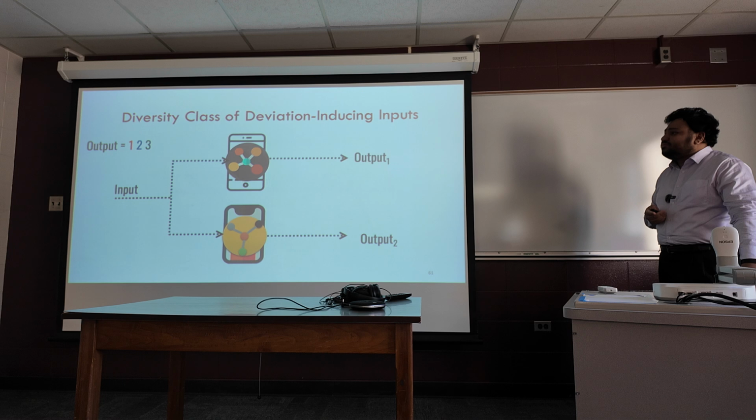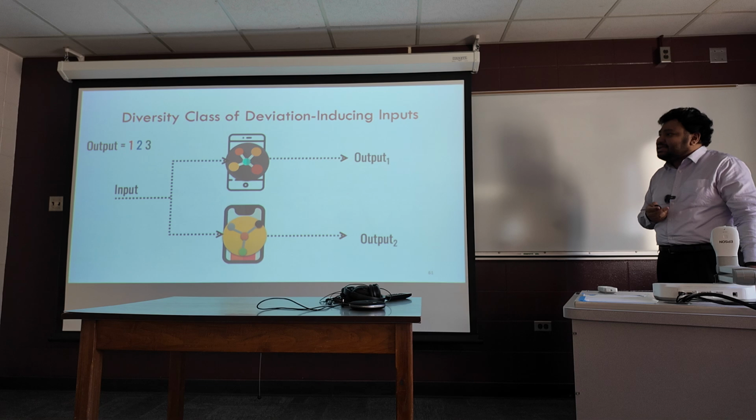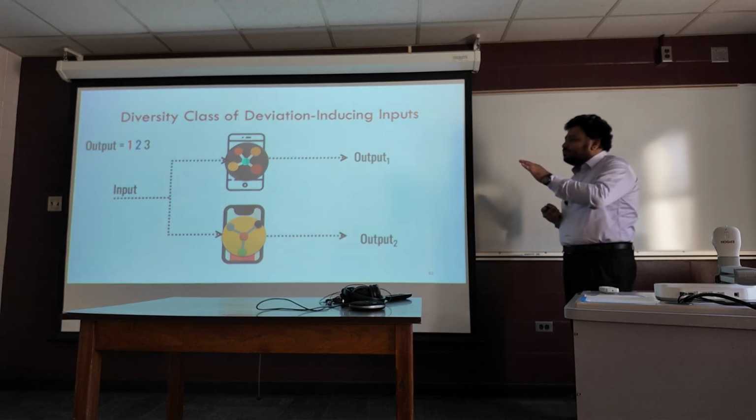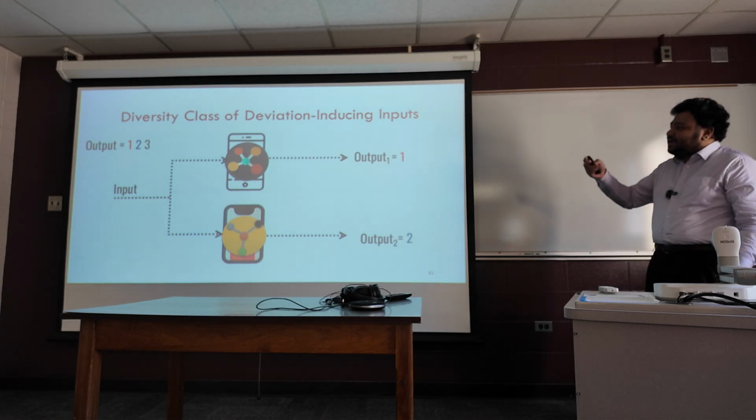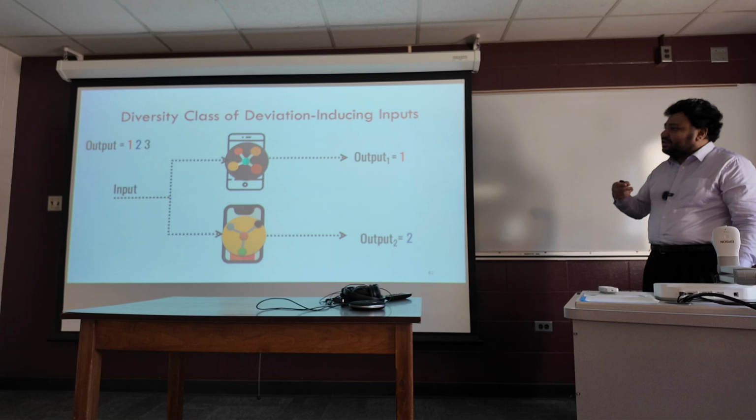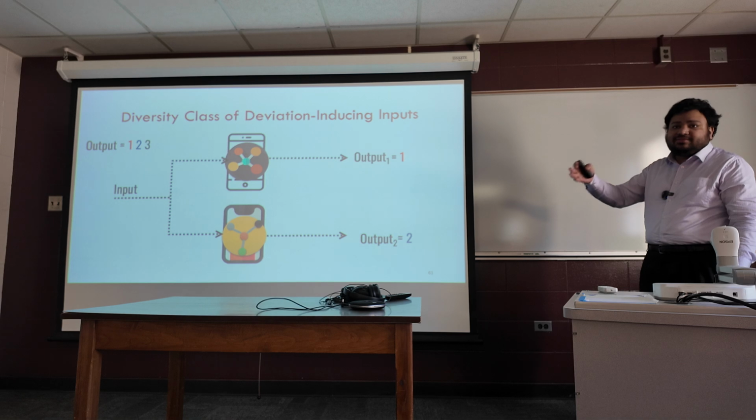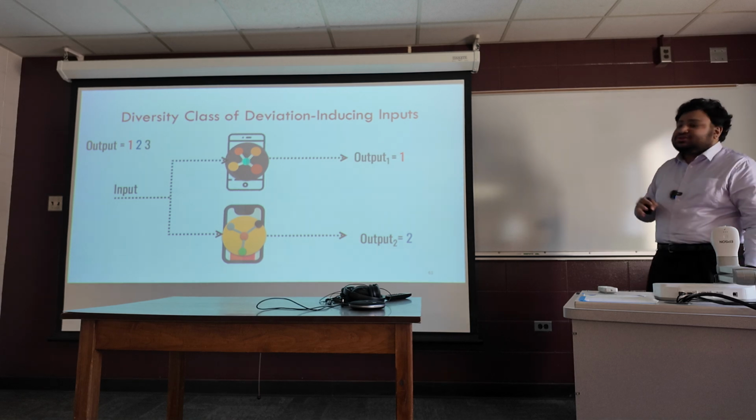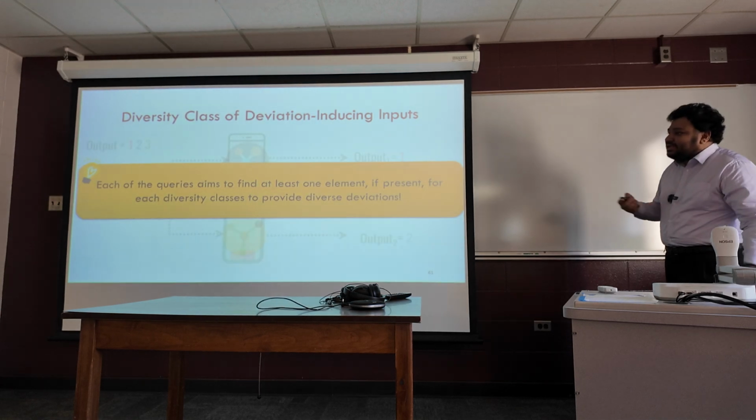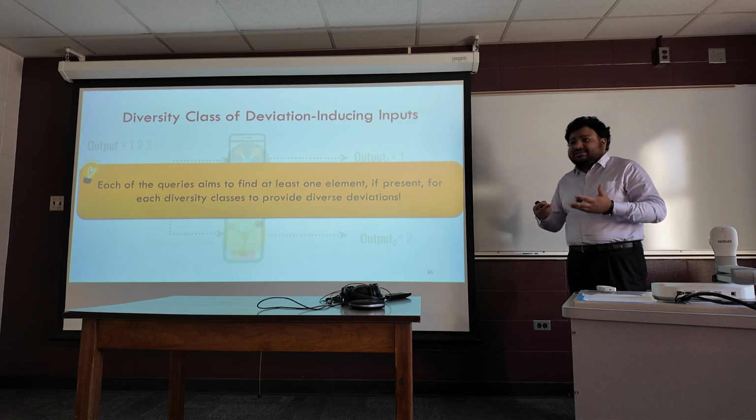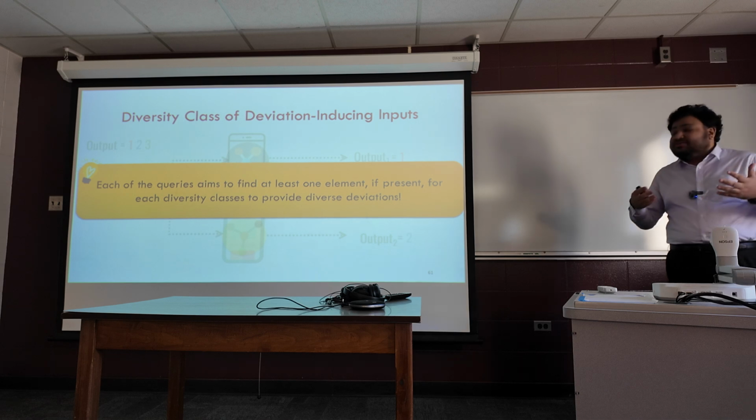So to resolve this, we create a concept of diversity class and deviation inducing inputs. The idea is instead of reasoning about input, you're reasoning about outputs. So you ask the model checker, give me an input where the outputs are 1 and 2. Similarly, you ask, give me an input where the outputs are 2 and 3. So for 1, 2, and 3, you have 6 different classes, right? For each class, you will get at least one input. So the idea is you get different deviations that you can use to find non-compliance behavior from different implementations.